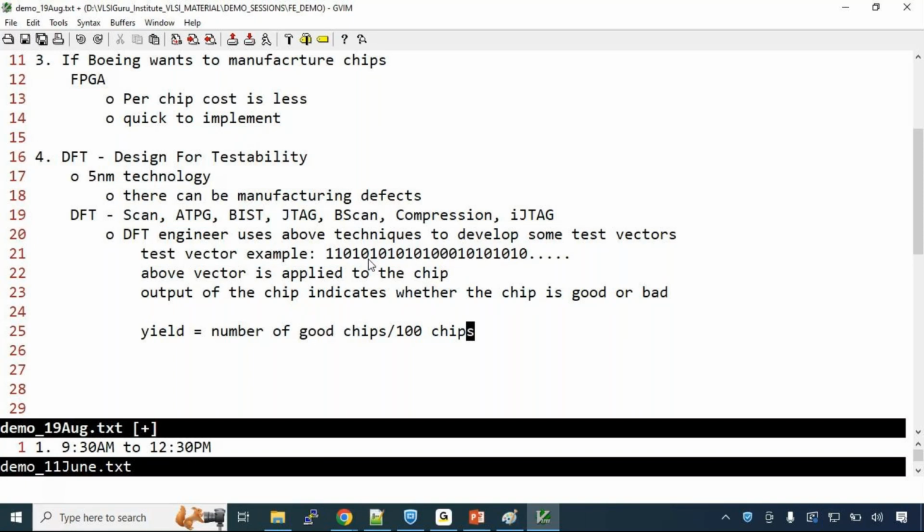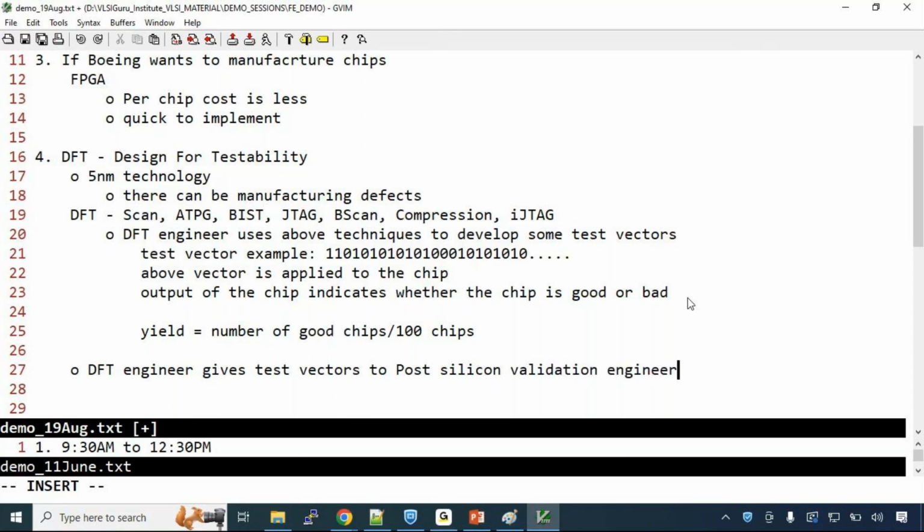He will not sit and do that. The person who does this process is called a post silicon validation engineer. The person who does this testing gets the test vectors from whom? The DFT engineer. So the DFT engineer gives test vectors to the post silicon validation engineer. The PSV engineer will apply vectors to the chip and then find out which is good and which is bad.